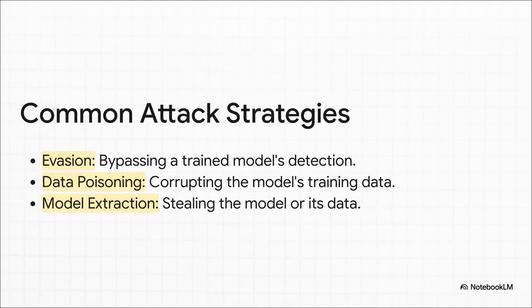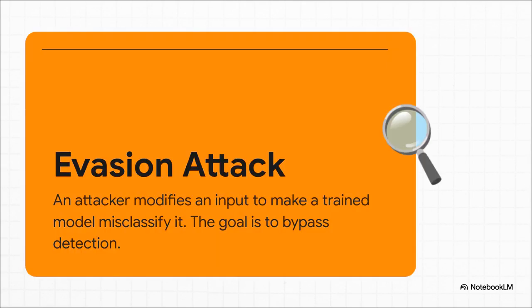These attacks, whether they're white box or black box, they usually fall into three main categories, and each one has a very different and pretty dangerous goal. First up, you've got evasion. This is the most direct kind of attack. You can think of it like creating a digital disguise for your data.